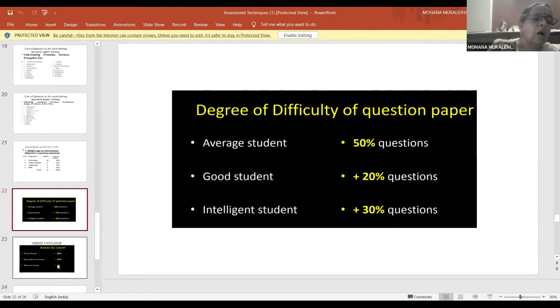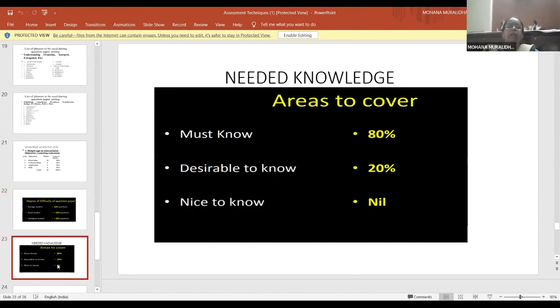And the areas to cover should be something like this: must to know 80%, desirable to know 20%, nice to know, let it be nil. Nice to know, we should not put it in the question paper, but let us raise it in the classroom. If in the question paper we show all our talent and set questions which a child may not be able to think at all, then it is not fair on our part. But let us give such type of questions in the class. Pose it in the class, but not in the question paper.